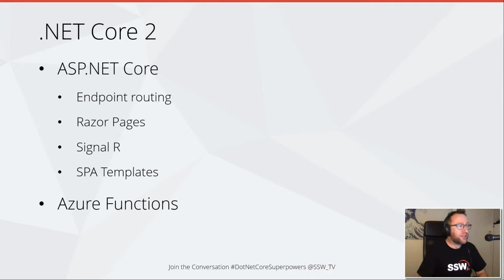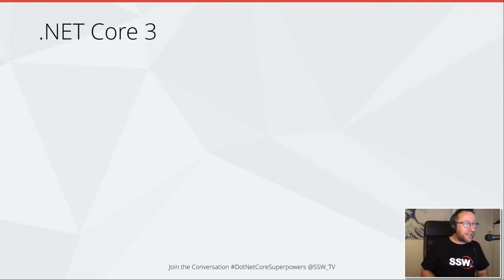And with .NET Core 2, Azure Functions also came in. So you can write Azure Functions, which are small pieces of Azure run on-demand code. And that on-demand code can now be in C#, based on .NET Core 2.